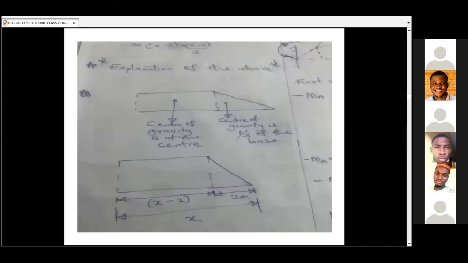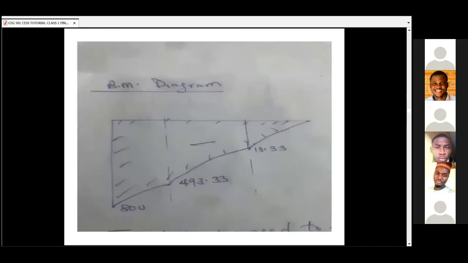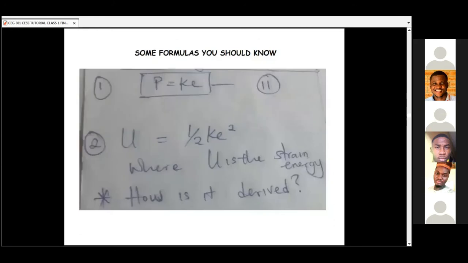Okay, so we are moving into energy methods proper. Initially we were just trying to understand the way the man derives his shear force and bending moment diagram. So now we are going into strain energy and complementary energy proper.